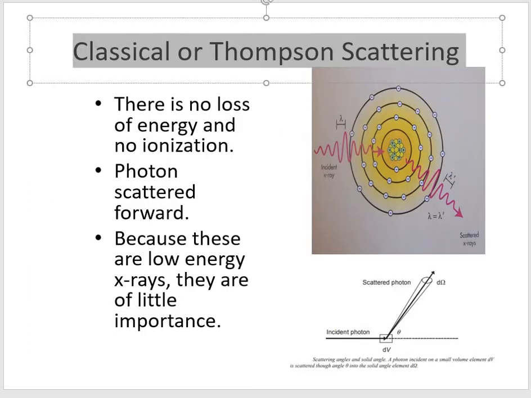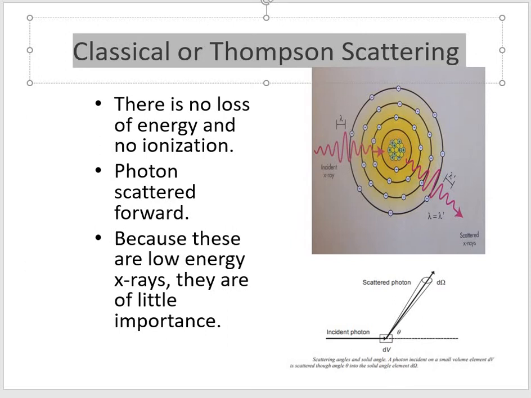Now let's have a look at scattering interactions. There are three related processes. Number one is Thomson scattering or classical scattering, which is a photon interaction with an electron. Then you have Compton scattering, also a photon interacting with an electron. And then finally we have coherent scattering, which is Rayleigh scattering, a photon interaction with an atom.